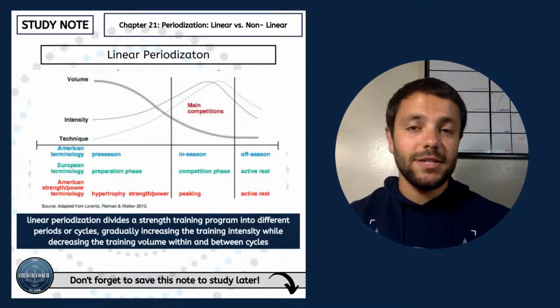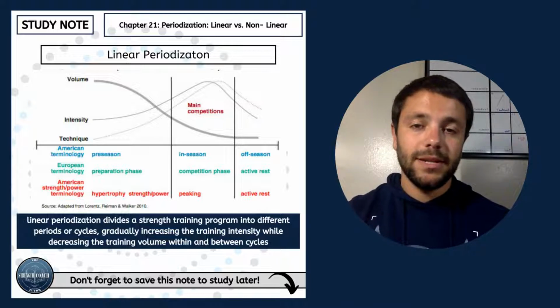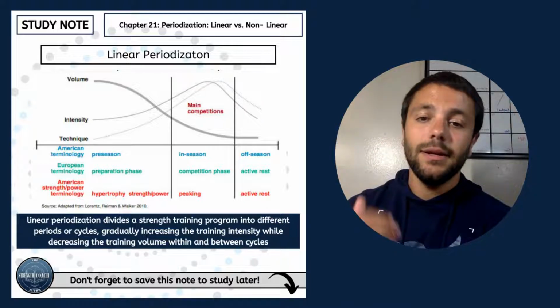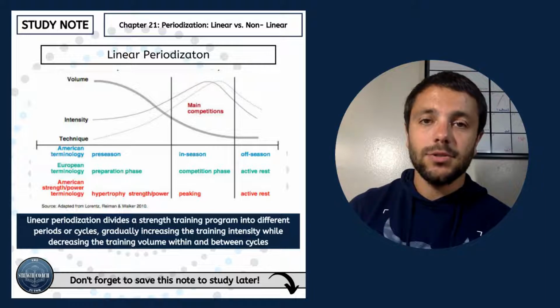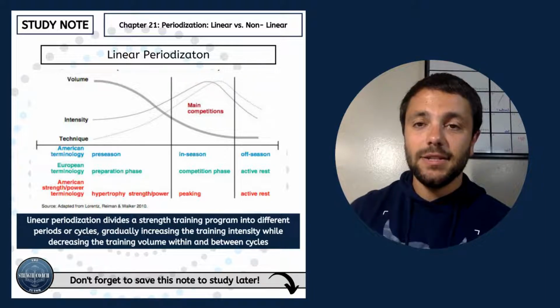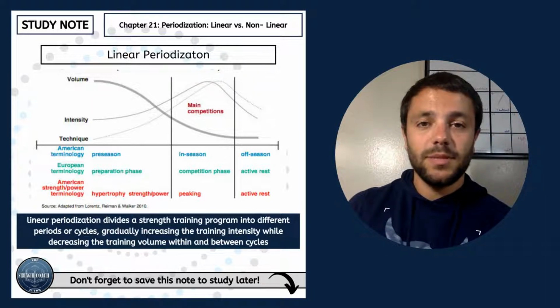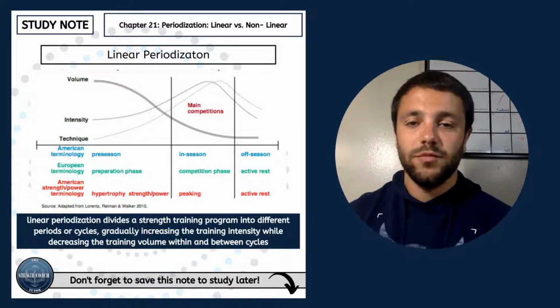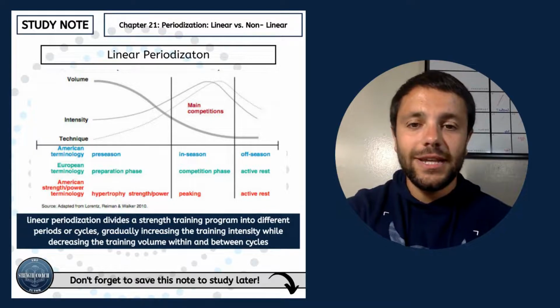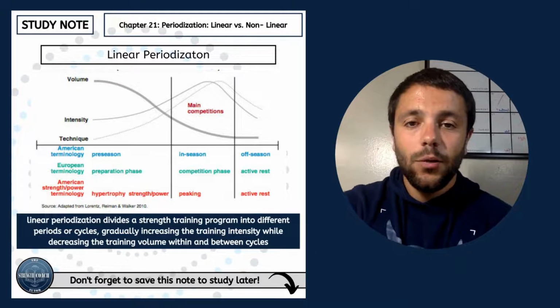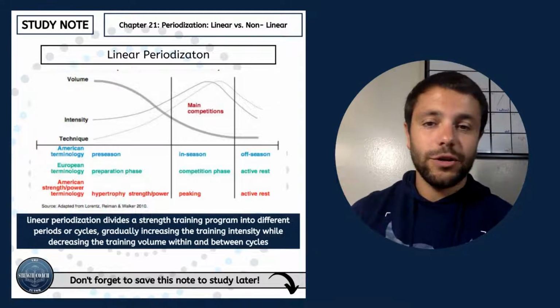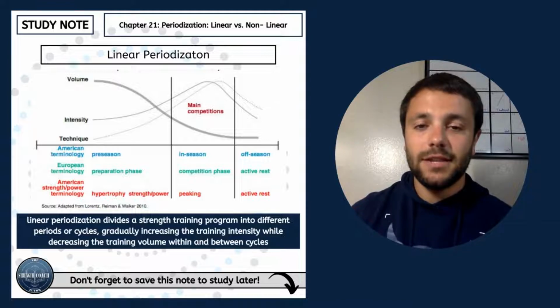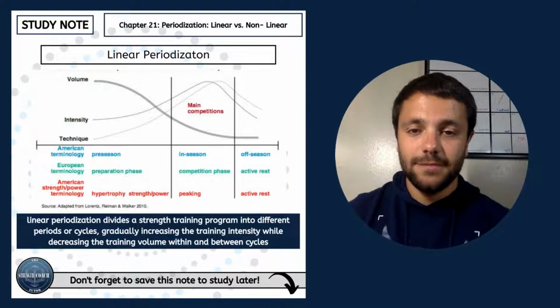So as we're increasing the intensity, volume is going to come down during this time period. But again, the biggest difference is that we are also increasing the exercise technique. So the skill behind some of these movements is going to be more demanding, or it's going to require a higher level of proficiency. And then, of course, during the in-season or the competition phase, we are looking to potentially further increase that intensity and decrease that volume over the course of that season.